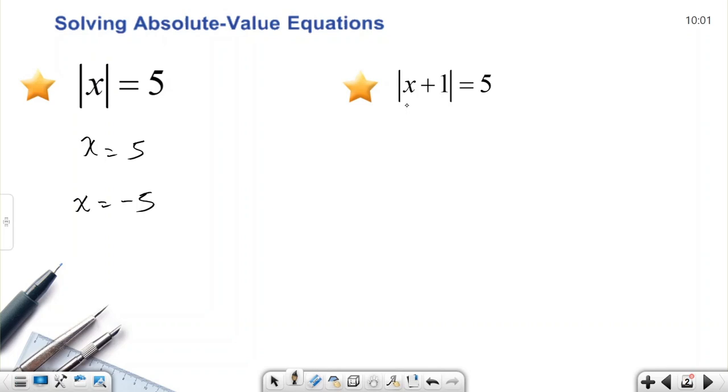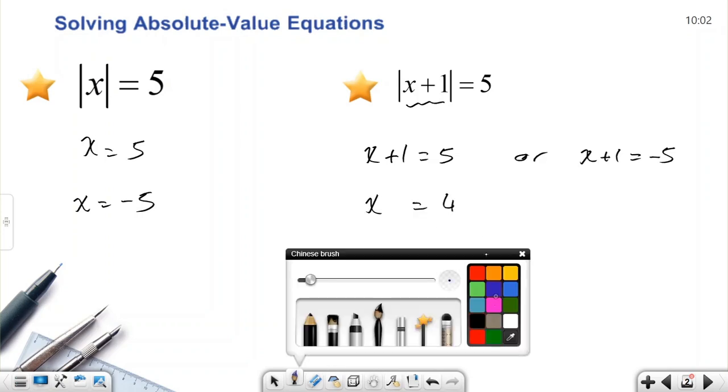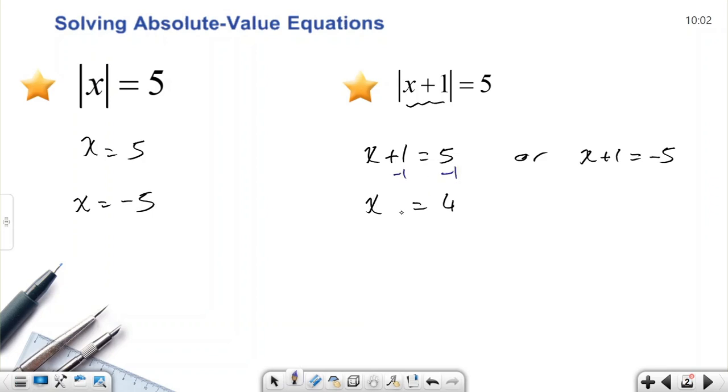On this example, we have x plus 1 inside the absolute value, and this is equal to 5. So x plus 1 is 5 units far away from 0. I can say that x plus 1 is equal to 5, or x plus 1 is equal to -5. Same idea. And now we have an equation. There is no absolute value left because I found what numbers are far away from 0.